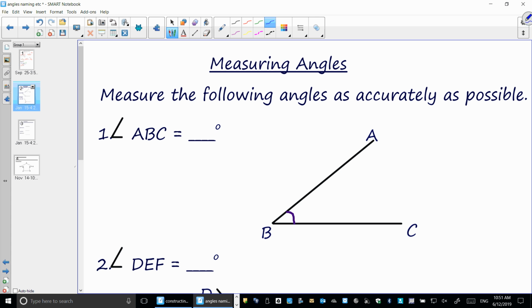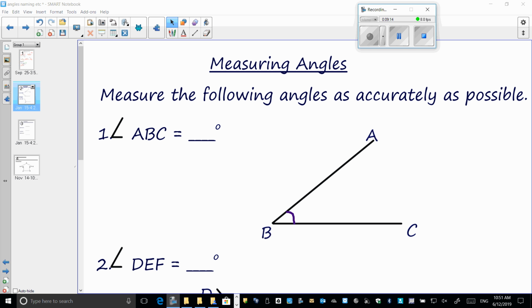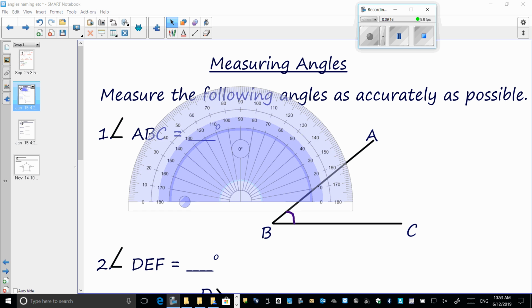Measuring angles. So we use protractors, don't we? I stabbed myself with that thing at first. It's a protractor. Alright, okay, so here's my protractor. Now, I always like to call this part here the target. All protractors will have something in the middle to show where the center of the protractor is.